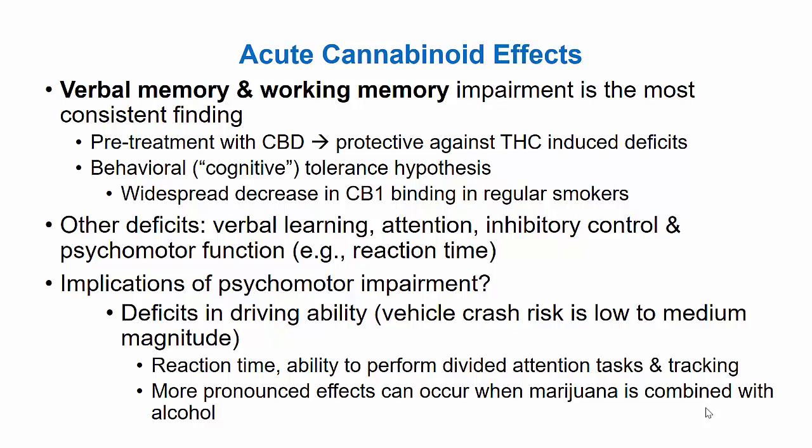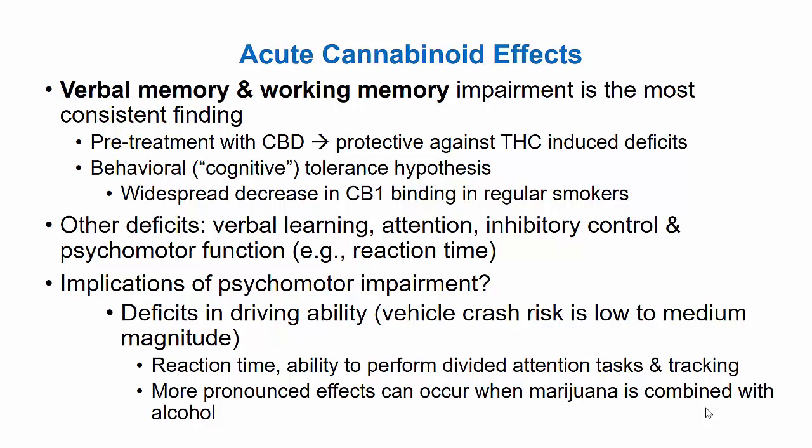Among the different cognitive processes, memory impairment is the most consistent and pronounced finding in studies of acute cannabinoid exposure. We see verbal and visual memory impairments, including working memory deficits. Besides that, we also find deficits in verbal learning, in attention, in inhibitory control, and psychomotor function, such as reaction time. These functions are also reliably associated with acute cannabinoid exposure.